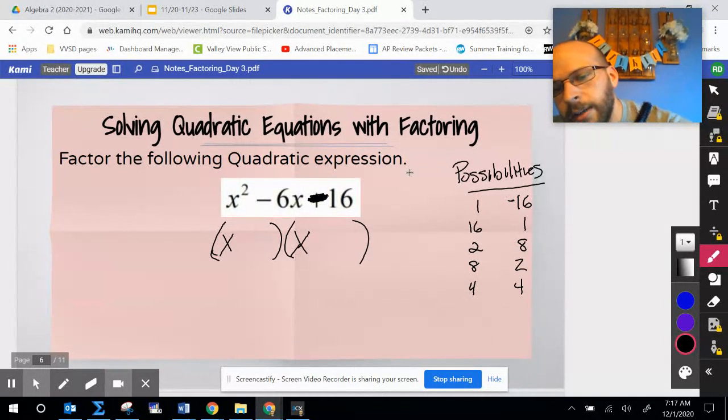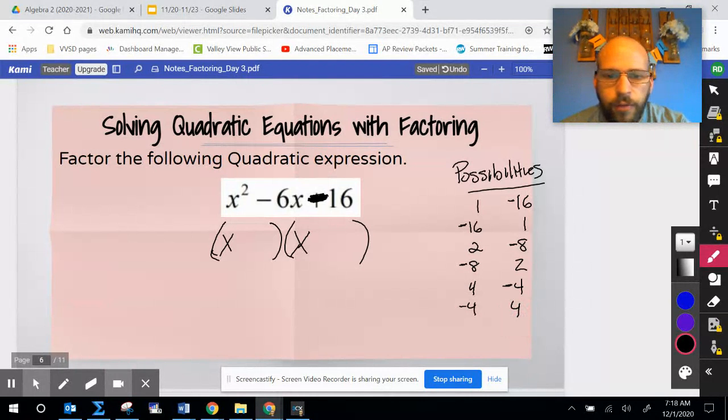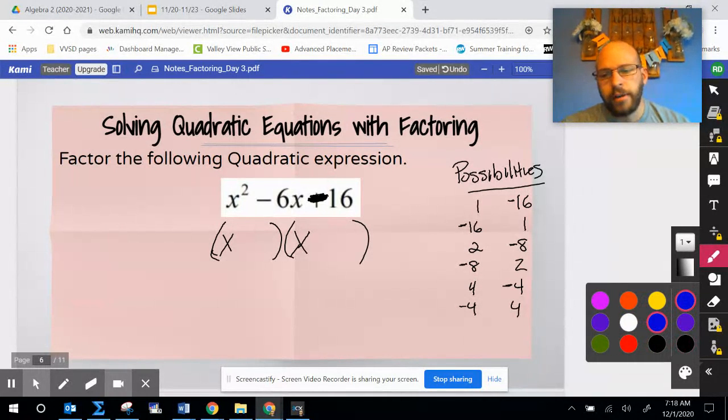So I'm going to say 1 and negative 16 and 1, 2 and negative 8 and 2, 4 and negative 4. And I can flip that around, right? Get negative 4 and 4. So we need to figure out which one of these possibilities is the right one. So we are going to just trial and error. We're going to check them one by one.